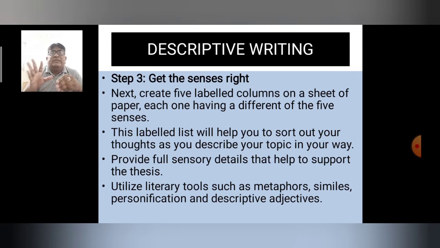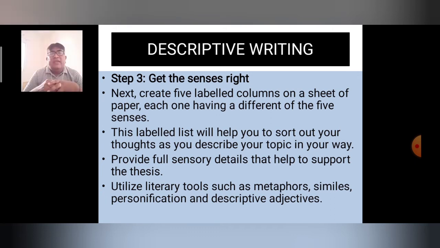And if it is regulated, then there is no problem at all. We can write without taking any support of these five senses. But at the initial stage, we have to keep this in practice. This labeled list will help us to sort out our thoughts as we describe our topic in our way. So we have to gather all the ideas and set them in these columns. We have to provide full sensory details, and that helps to support the thesis.